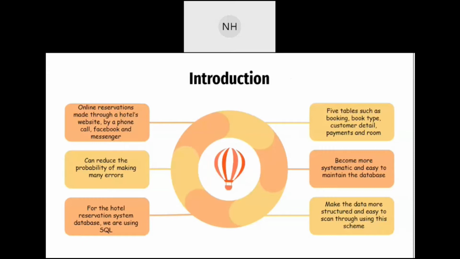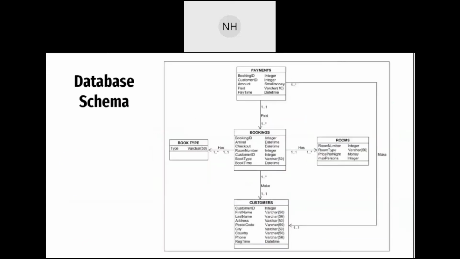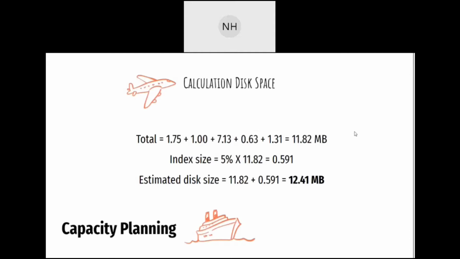In the SQL, we have 5 tables such as booking, book type, customer detail, payments, and room. It becomes more systematic and easy to maintain the database and makes the data more structured and easy to scan through using this schema. So this is a database schema that has 5 tables, which are payment, book type, bookings, room, and customer. For the calculation of this space, the total estimated size is 12.41 MB.